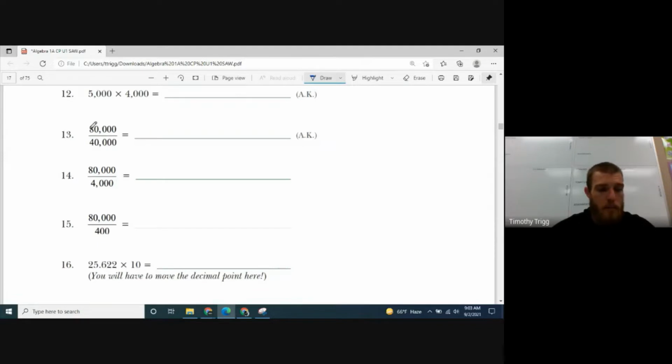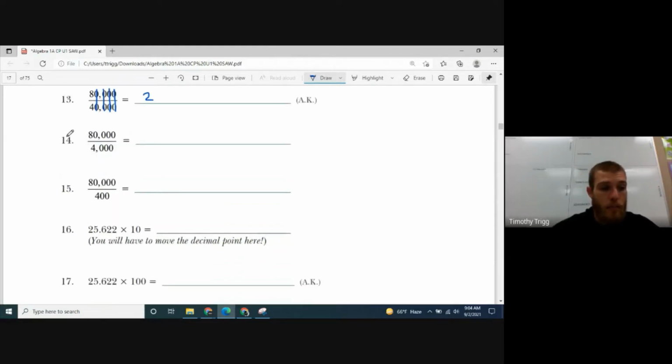Okay, number 13. So for these ones, whenever there's zeros above each other, now this really only works with zeros essentially, but you can cancel these out. Every time you're canceling out zeros, you're essentially reducing by 10, right? Divide by 10, that cancels these zeros. You're reducing the fraction, right? And then we just have 8 divided by 4, which is 2. Okay. And again, you could always check with your calculator. You could try 80,000 divided by 40,000. You will get 2.